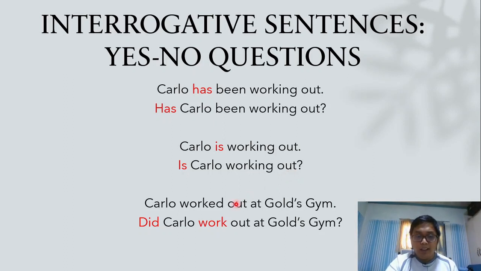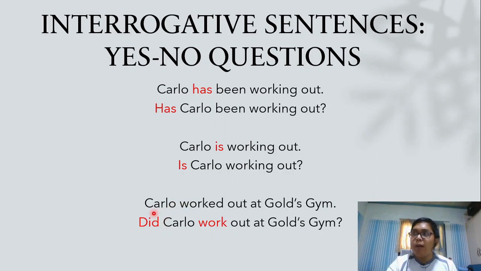Alright, and the last one would be Carlo worked out at Gold's Gym. So, did Carlo work out at Gold's Gym? The reason for this one, again, we don't have any auxiliary nor be verbs here, which is why we have put here the dummy do, did. So, it's did because your verb here is in its past tense, therefore, you need to use did.